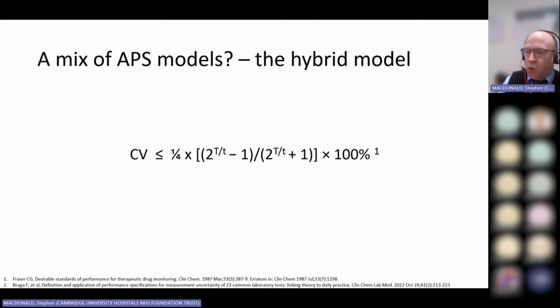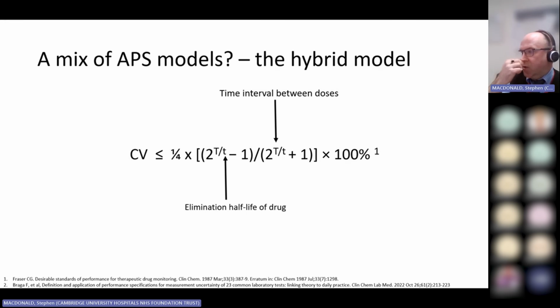So it goes back to a model originally produced by the main man really in biological variation study, Callum Fraser, way back in 1987, combining the elimination half-life of the drug along with the time interval between the doses to permit us to set an analytical performance specification for how drug monitoring assays should perform.